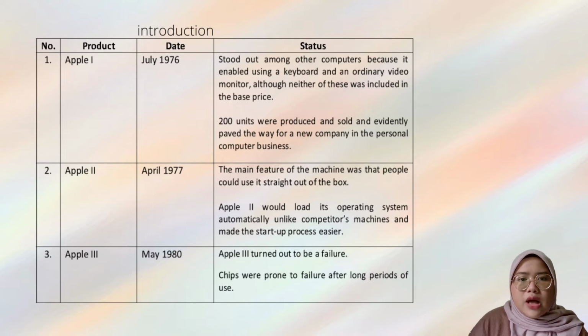Next is the Apple II. Introduction date is April 1977. The main feature of the machine was that people could use it straight out of the box. The Apple II could load its operating system automatically, unlike competitor machines, which made the startup process easier.